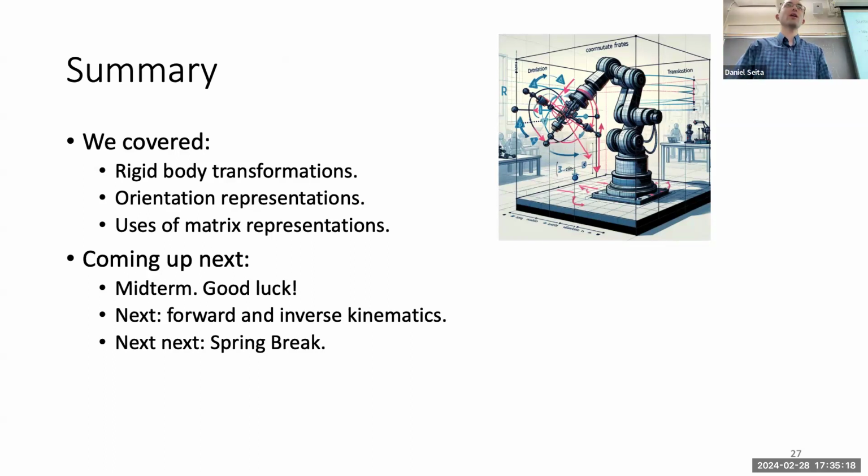Forward kinematics is what we talked about in the last slide, where you compose many transformations together to find the position of the end effector. And inverse kinematics is, given your pose, what are the joint values that get you to that pose? And then after that is spring break.